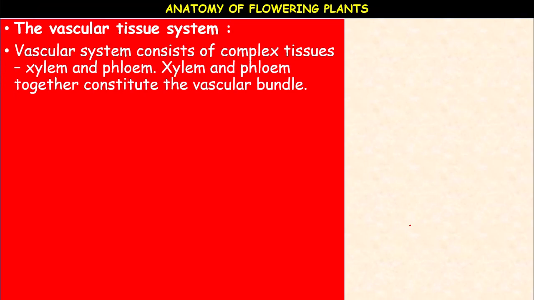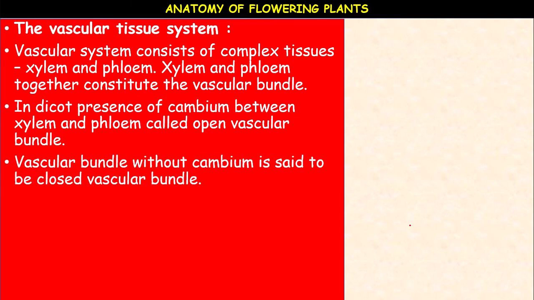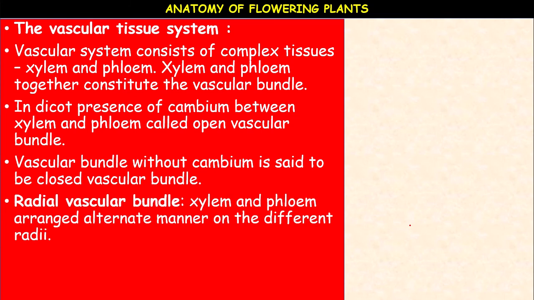The vascular tissue system consists of complex tissues. What are they? Xylem and phloem. The xylem and phloem together constitute the vascular bundle. So, you can see in dicot the presence of cambium between the xylem and phloem. If the cambium is present, such type of vascular bundles are called open type of vascular bundles. The vascular bundles without cambium are called closed type of vascular bundles.